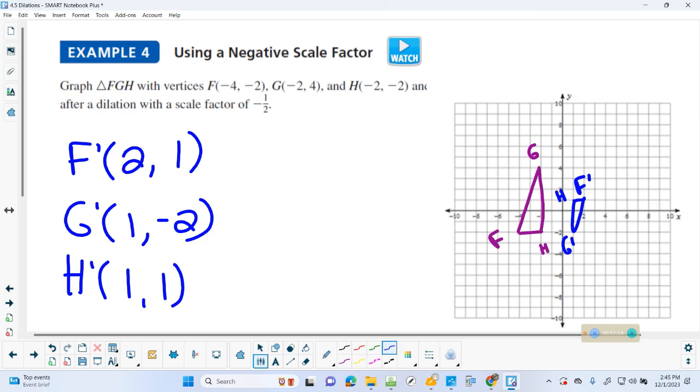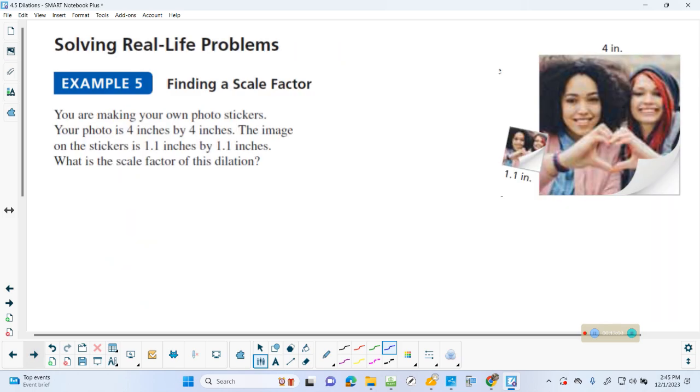So that's all the negative's going to do. So just be aware of that. It also will spin your figure. Big deal. Who cares? It's not exciting. Okay, let's do a couple word problems and be done with it.